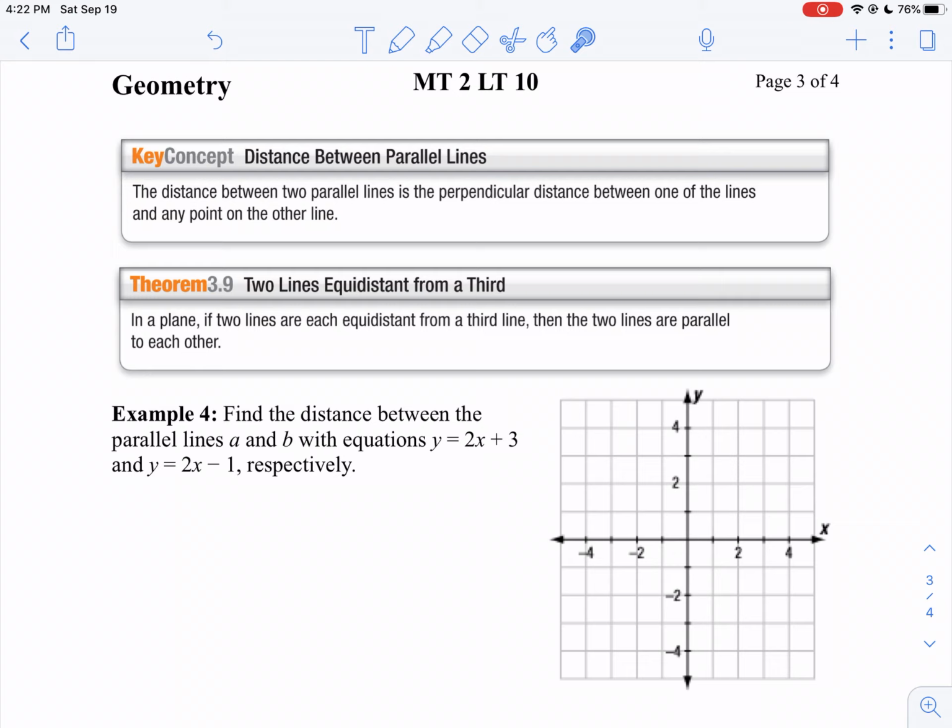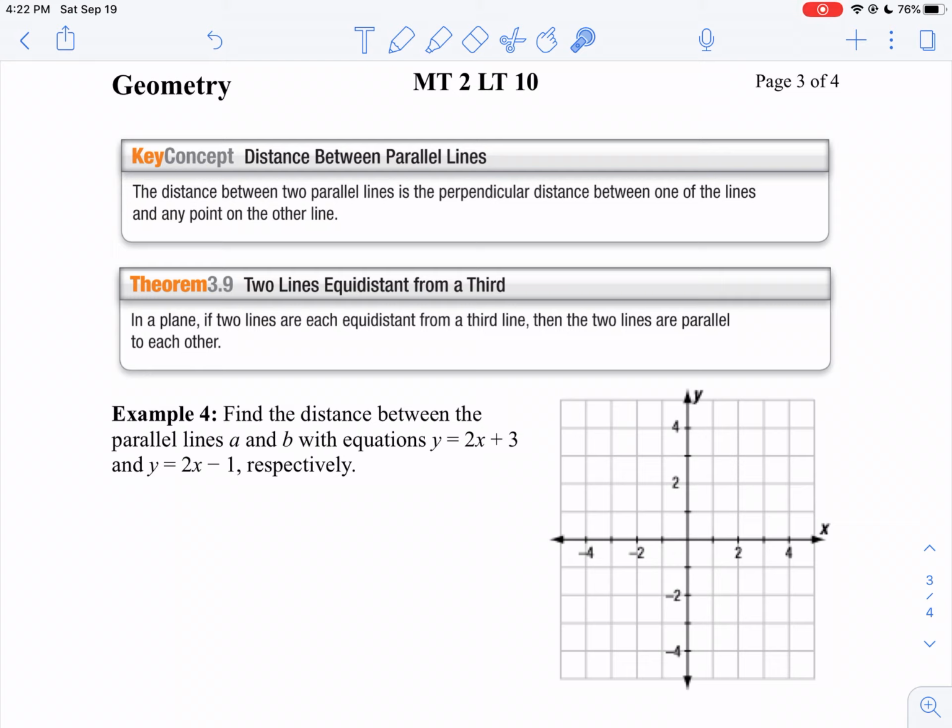And here's another theorem. In a plane, if two lines are equidistant from a third line, then those two lines are parallel. So if you have three lines and two lines are parallel to the same line, then those two lines are parallel. That's pretty much what it's saying.